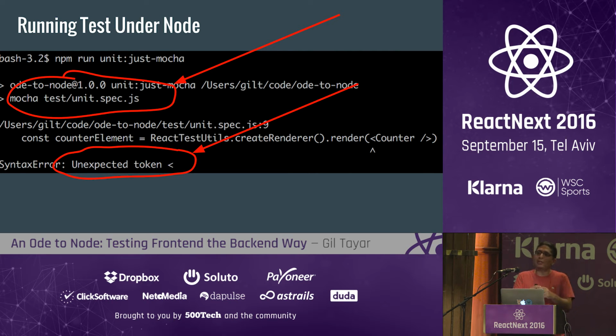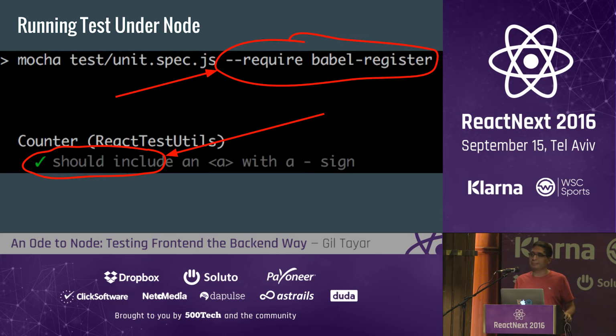It installs hooks on the require so that every require passes through Babel. And if your Babel configuration says, please transpile JSX, then the test passes. Just like that. A test which was supposed to run on the browser just passes in node land.